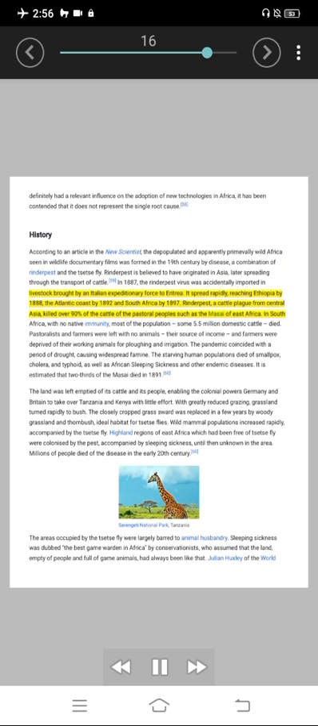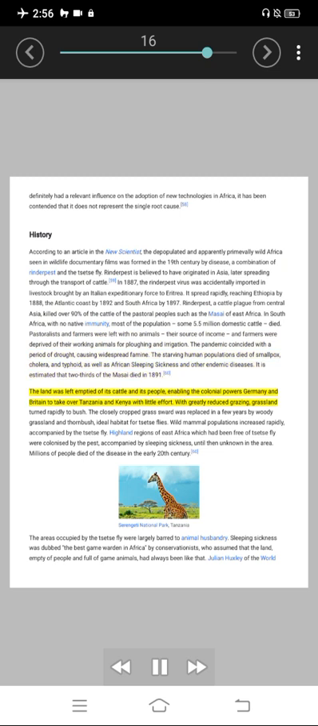Rinderpest, a cattle plague from Central Asia, killed over 90% of the cattle of the pastoral peoples such as the Maasai of East Africa. In South Africa, with no native immunity, most of the population, some 5.5 million domestic cattle, died. Pastoralists and farmers were left with no animals, their source of income, and farmers were deprived of their working animals for plowing and irrigation. The pandemic coincided with a period of drought, causing widespread famine. The starving human populations died of smallpox, cholera, and typhoid, as well as African sleeping sickness and other endemic diseases. It is estimated that two-thirds of the Maasai died in 1891.